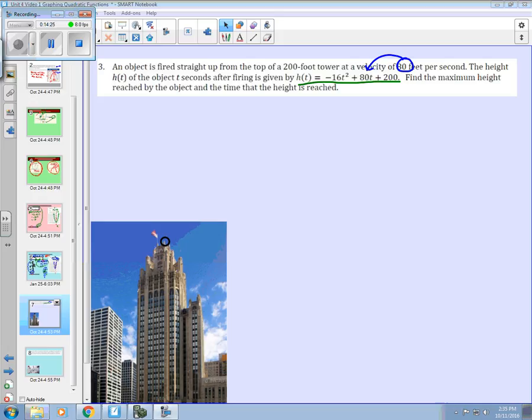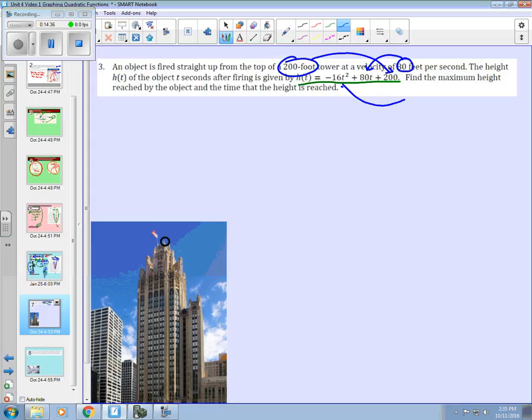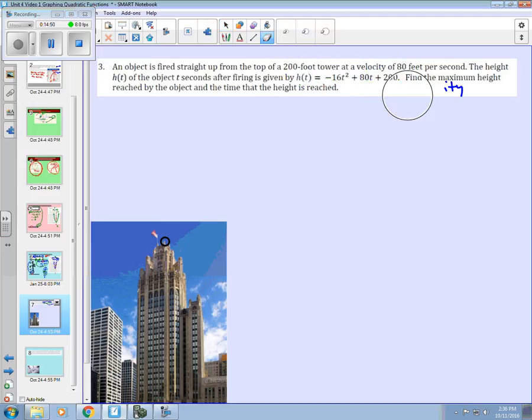So the 80 feet per second, that's the velocity here of 80. Also, they told you it's a 200-foot tower. That's the 200 in that equation. Also, this -16, for those of you who might keep going, that has to do with gravity. That's the force of gravity pushing that down. So regardless of all that stuff, they told you we got this equation here, and we want to use it now to find the maximum height.